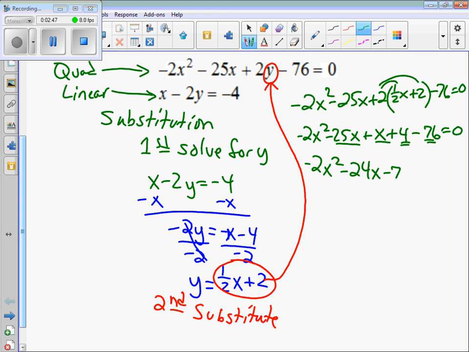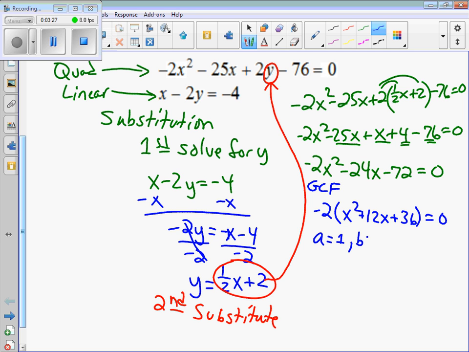is 72 equals 0. At this point, you can solve by factoring, or you can solve by quadratic formula. I tend to go with the quadratic formula. I guess if you see that there is a GCF, you can factor out the GCF first. The greatest common factor here is -2. Plus 36 equals 0. If you factor out the greatest common factor, now your A is smaller, your B is smaller, and your C is smaller.